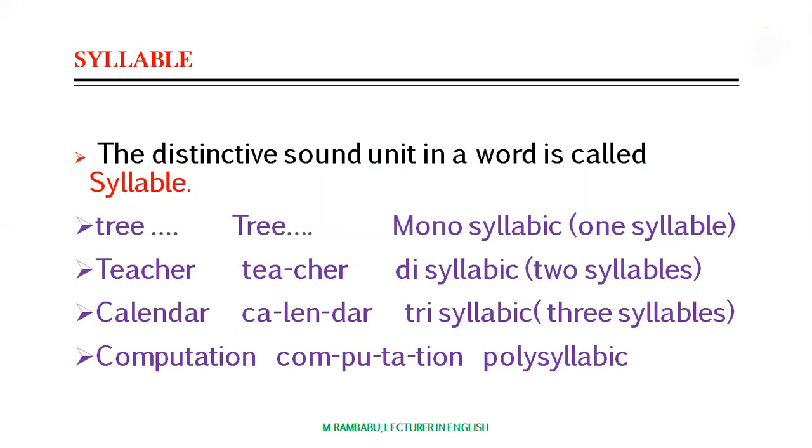Computation. It has 4 sound units, so it's called a polysyllabic word. Monosyllabic word, disyllabic word, trisyllabic word, and a polysyllabic word. If the word has only one syllable, that word is called a monosyllabic word. If the word has 2 syllables, it's called a disyllabic word. If the word has 3 syllables, it's called a trisyllabic word. And if the word contains more than 3 syllables, it's called a polysyllabic word.